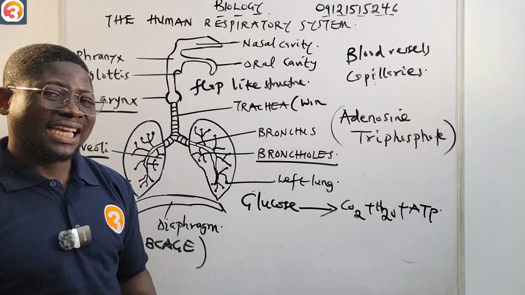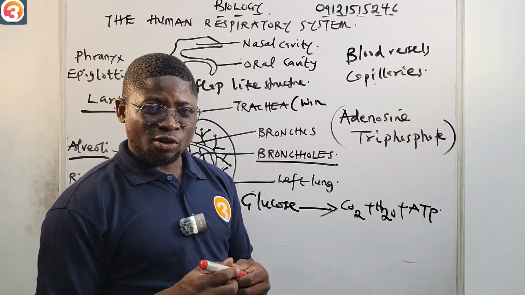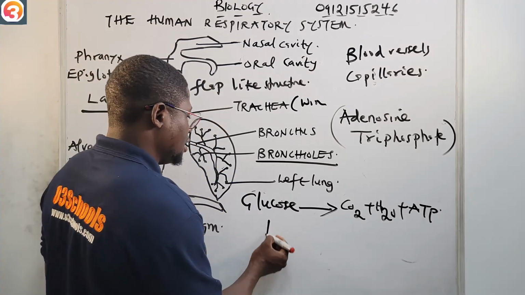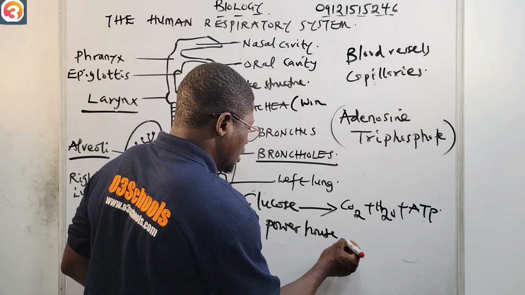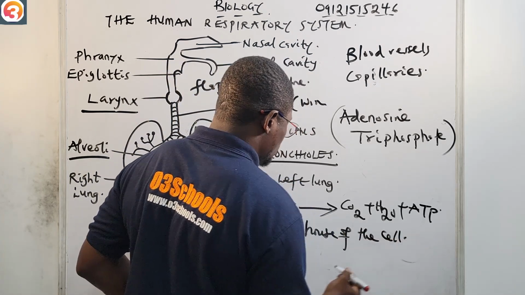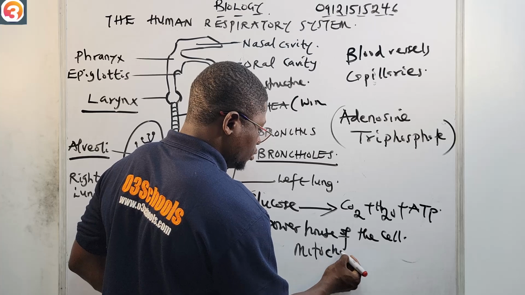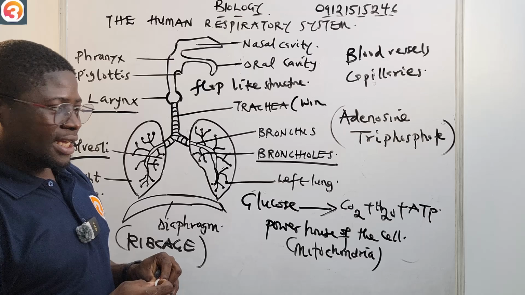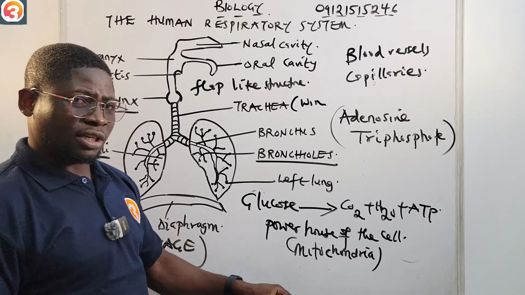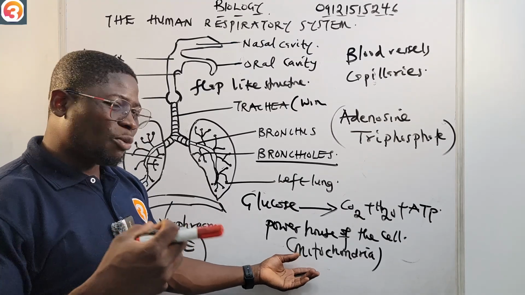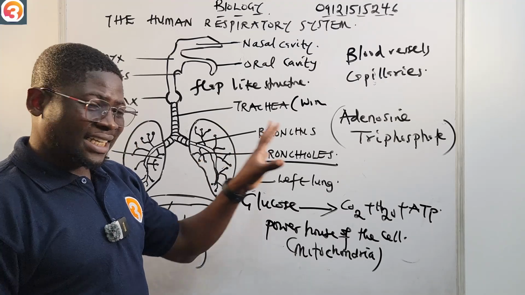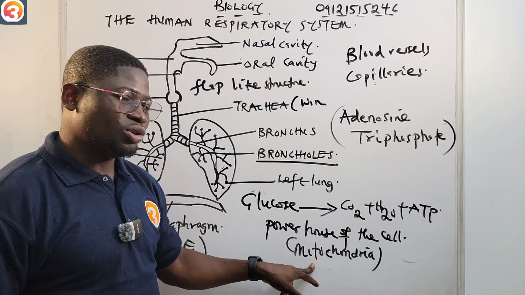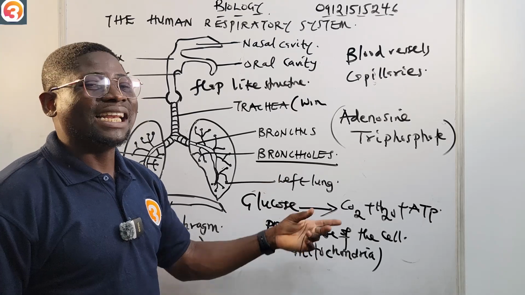ATP is produced in large amounts in the powerhouse of the cell, called the mitochondria. That is where ATP is produced. When we talked about cell organelles, we said mitochondria is the powerhouse of the cell. This ATP is formed in the mitochondria, and that is why we call the mitochondria the powerhouse of the cell, because that is where energy is produced.